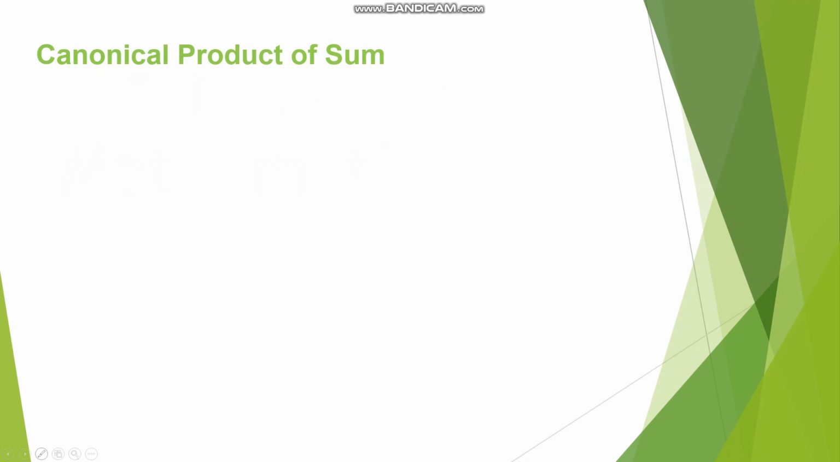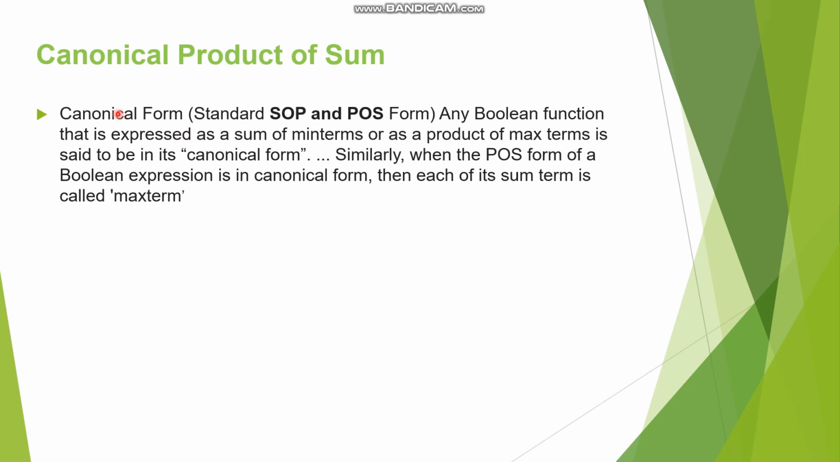There are two types of canonical forms. One is canonical product of sum and another is sum of product. But today we focus only on the canonical product of sum. Before starting this session, let's know something about it. As you can see, canonical form standard SOP and POS. SOP means sum of product and POS means product of sum.